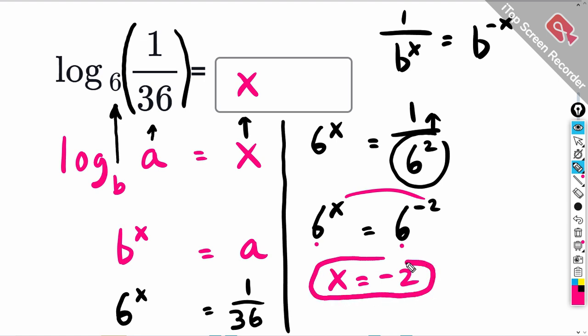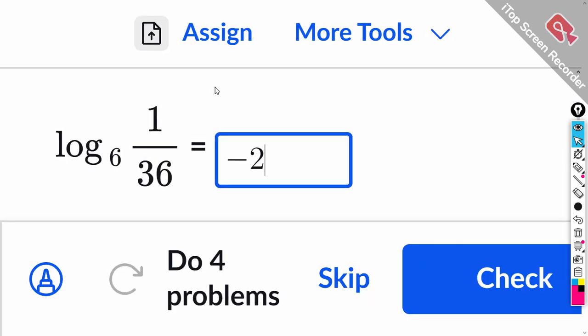So that's it. Once the base number matches on both sides, the exponents can be set equal to each other. So x equals negative 2, and that just goes right in the box. Just negative 2 without the x. So negative 2 right in the box.